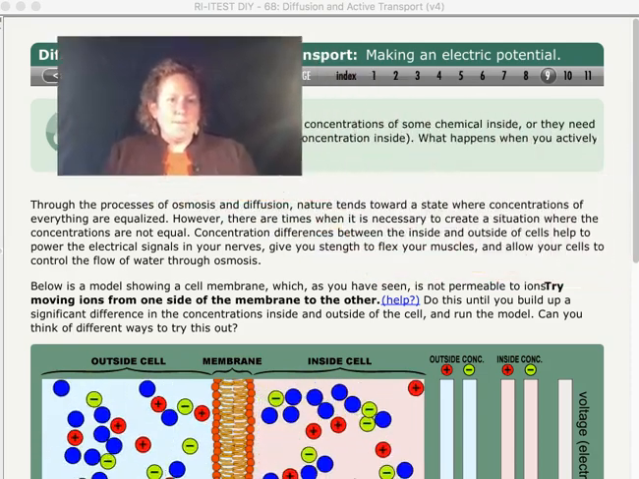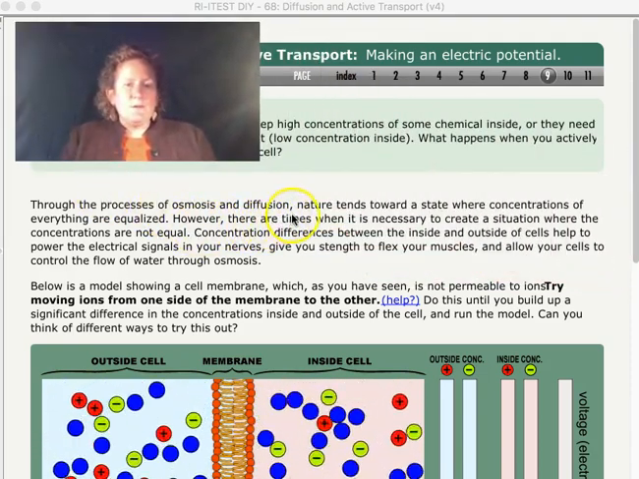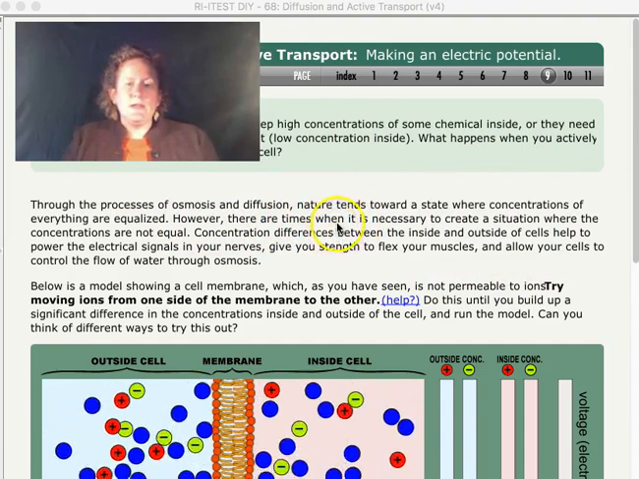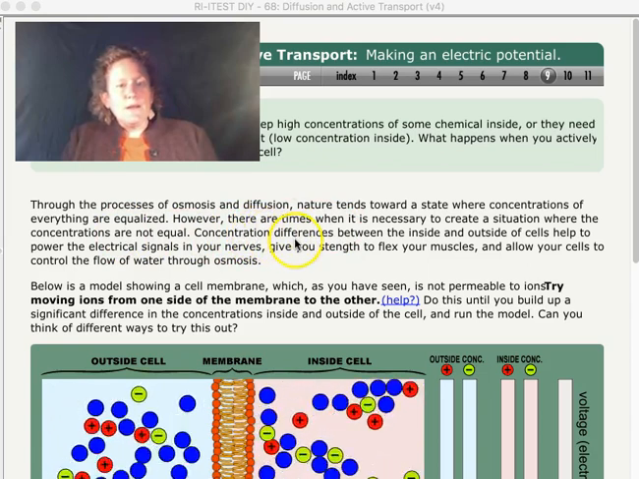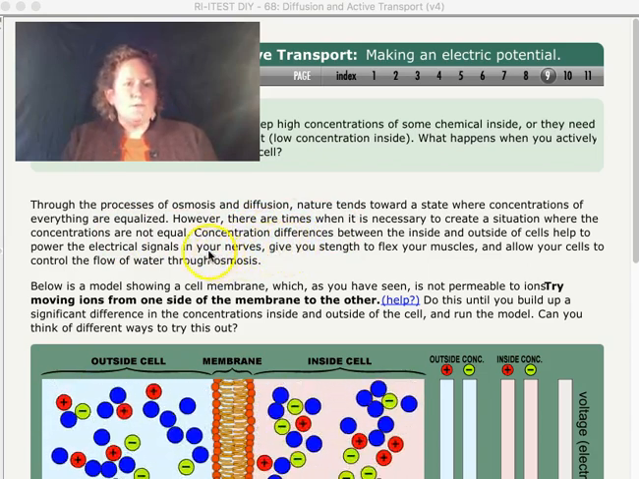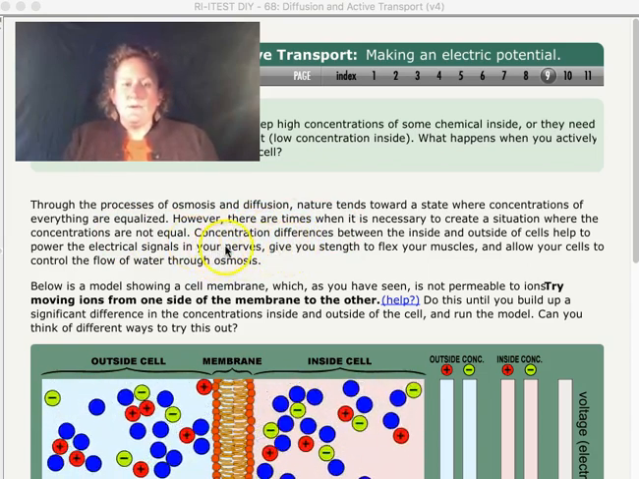Well, let's find out. Through the process of osmosis and diffusion, nature tends towards a state where concentrations of everything are equalized. However, there are times when it's necessary to create a situation where concentrations are not equal.